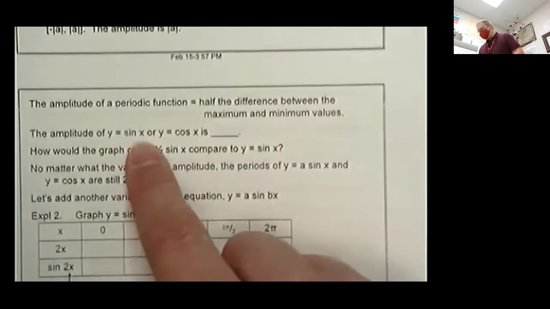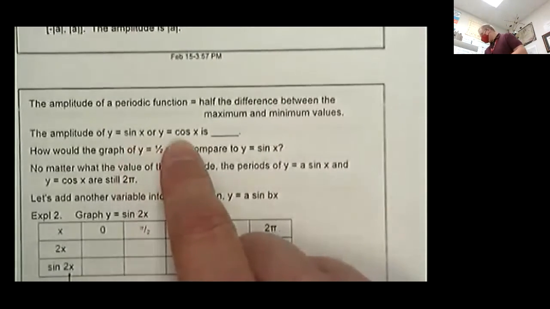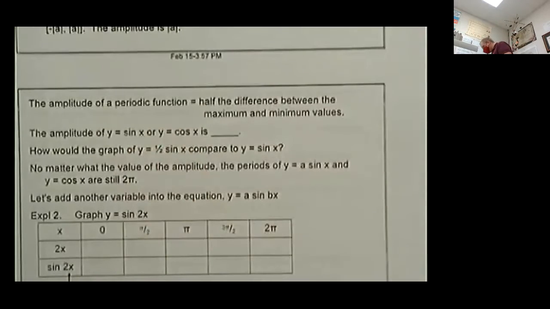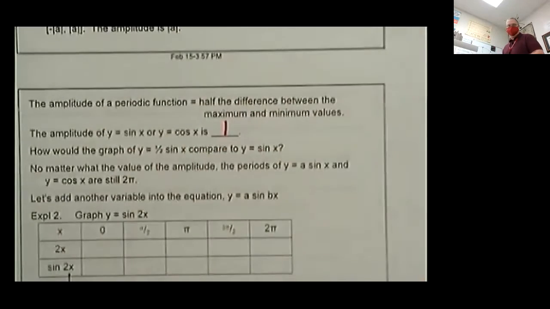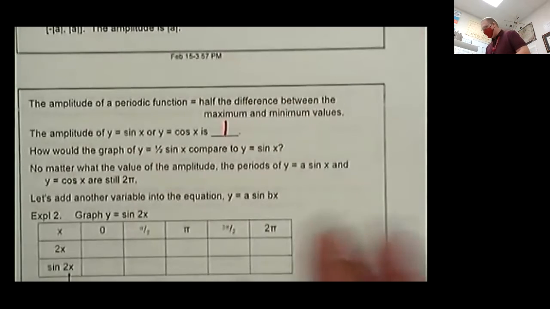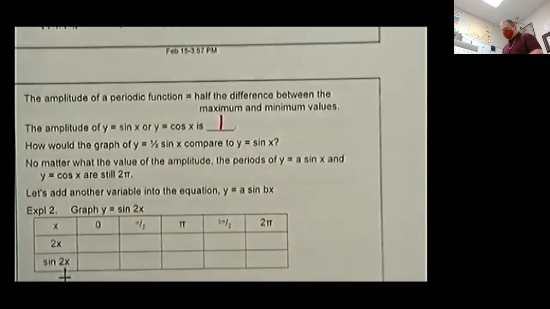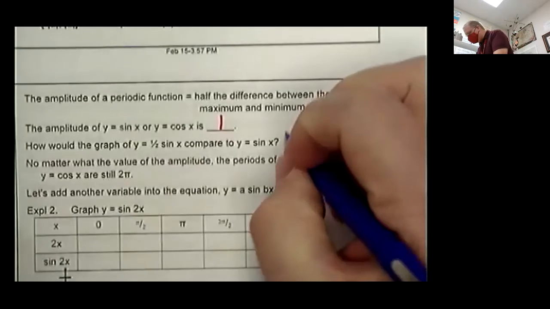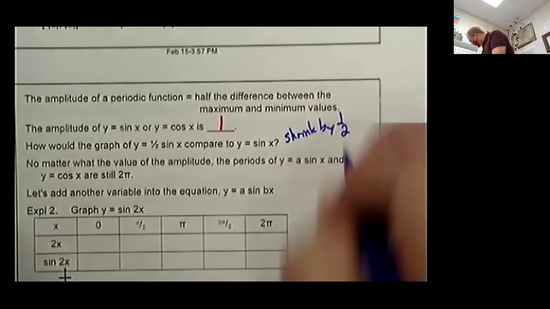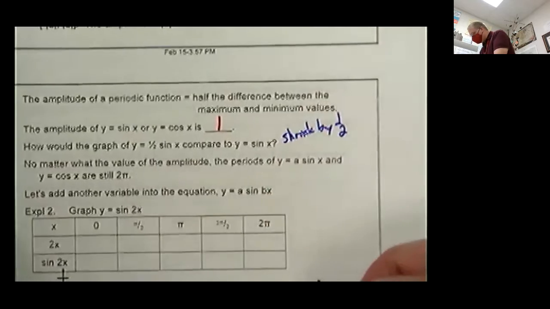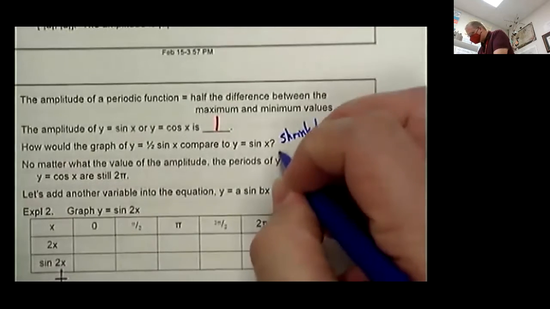So the amplitude of y equals sine x or y equals cosine x is 1, because there is no value in front. We're going to assume that's a 1, a coefficient of 1. How would the graph of y equals 1/2 sine x compare with y equals sine of x? Well, that would be a shrink by 1/2 in the vertical direction.